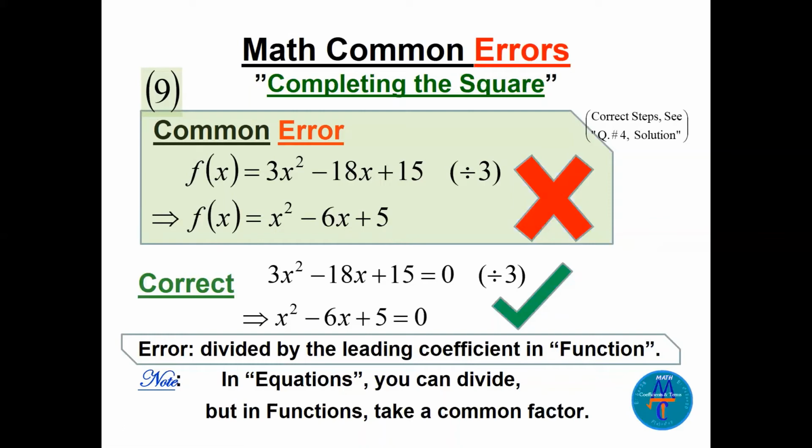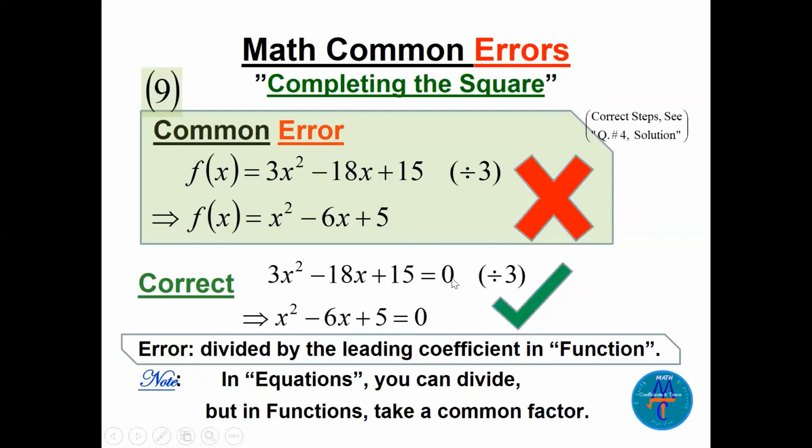No. You cannot divide when you have a function, because you would have to divide the left side, f of x, which is y. You can divide this y by 3, and it will be correct. But completing the square in a function is different from completing the square in an equation. So you cannot divide here by 3. Now, suppose you have an equation. This is an equation equals 0. You can divide by 3, yes, and then we can complete the square.